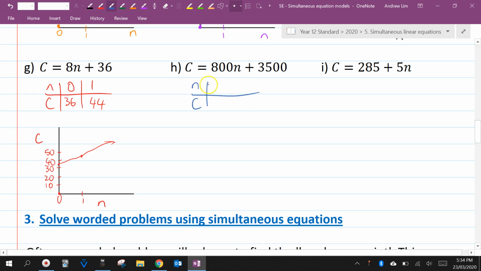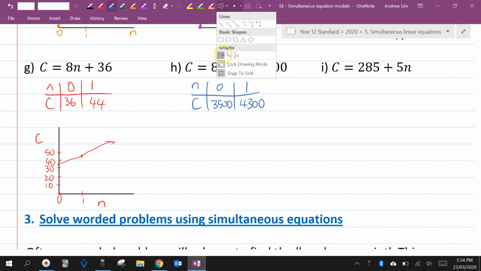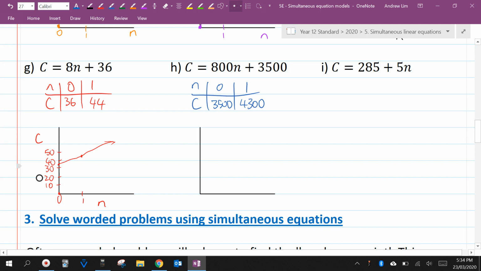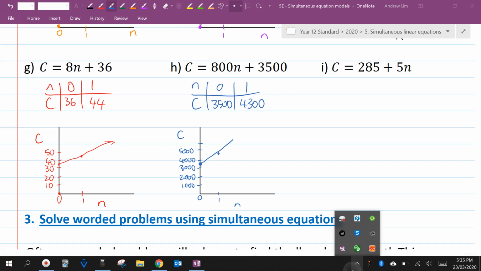Okay, so we've got N and C, 0 and 1. If you sold nothing, it would cost you 3,500 to make. Okay, if you sold one item, 800 times 1, 800 plus 3,500 is 4,300. So when we graph this, we'll go up by 1,000. Okay, so we start at 3,500. And 4,300 is about there. Just make sure it goes through that line.